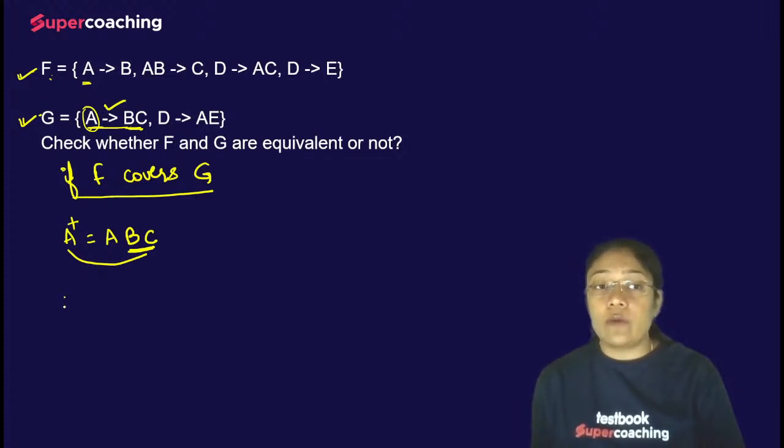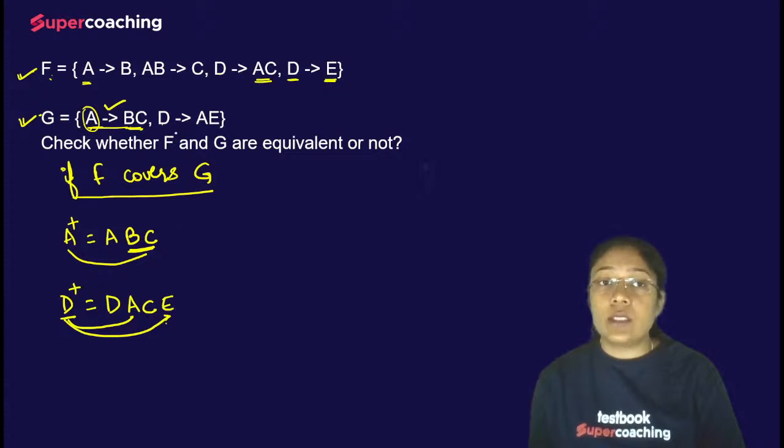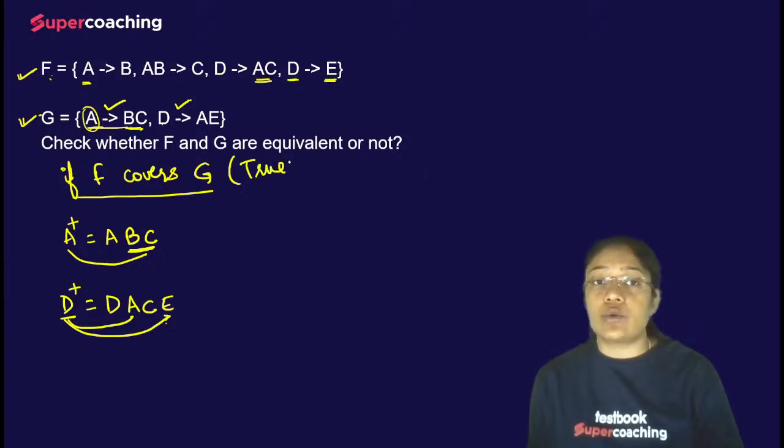Check for the second one. For this, we need to find out D closure. In the set F, D closure, D will be determining itself. D is determining AC and D is determining E as well. So D should determine A and D should determine E. So this dependency is also correct. So the first condition is true. F covers G is true.